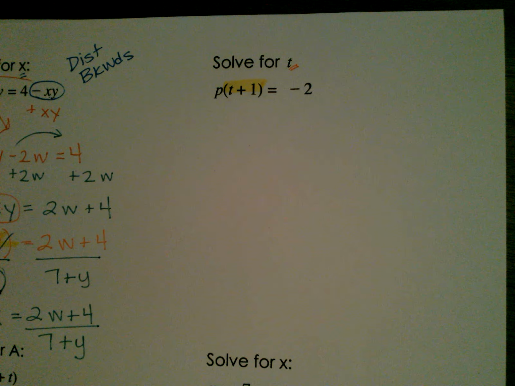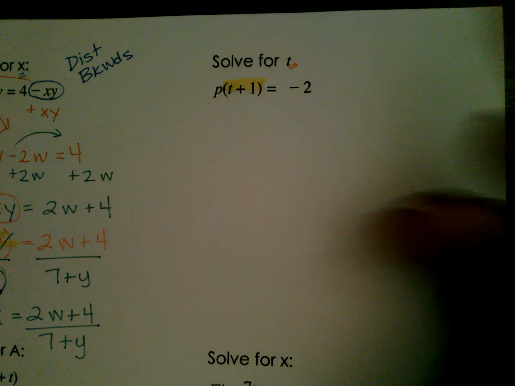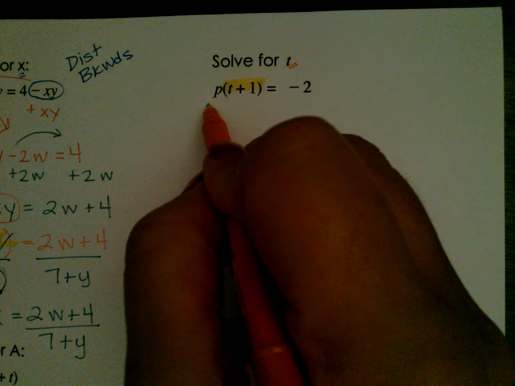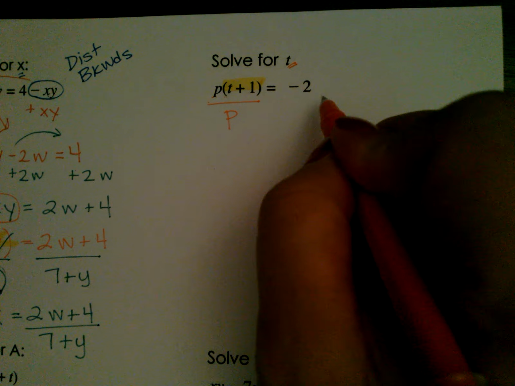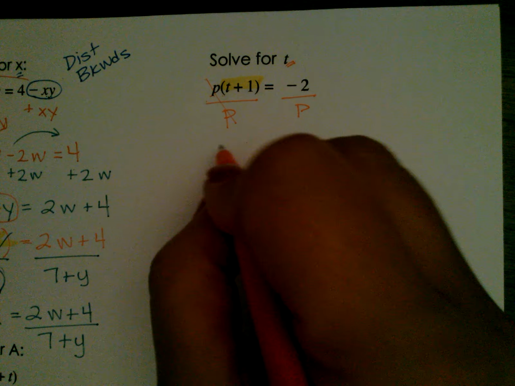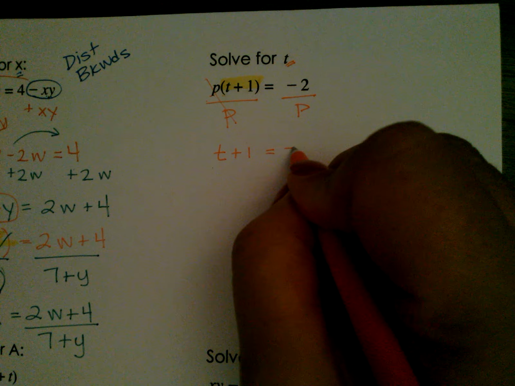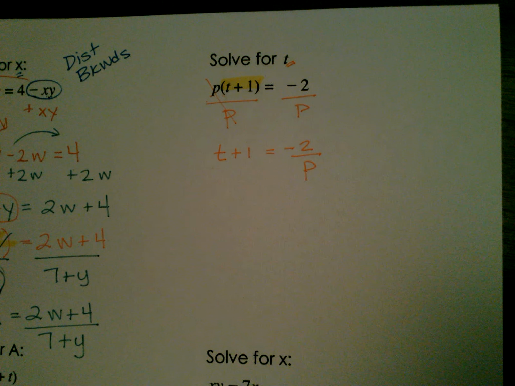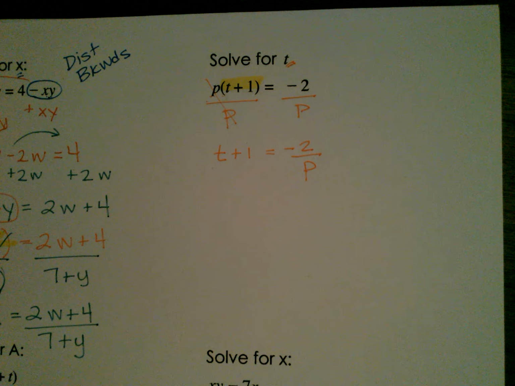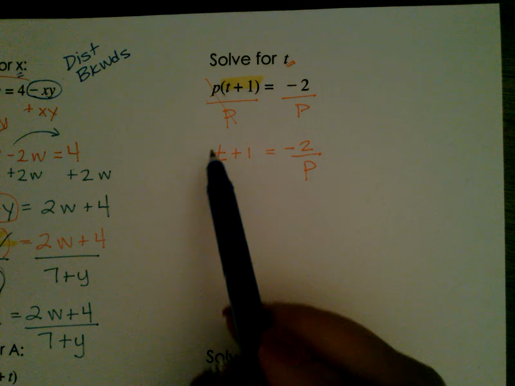What I can do is get rid of the p. To do that, it is multiplication because a variable written next to parentheses represents multiplication. So I'm going to divide. Now I'll be left with t plus 1 equals negative 2 divided by p. Well, we can't divide that. They're not the same, so we're going to let it be.